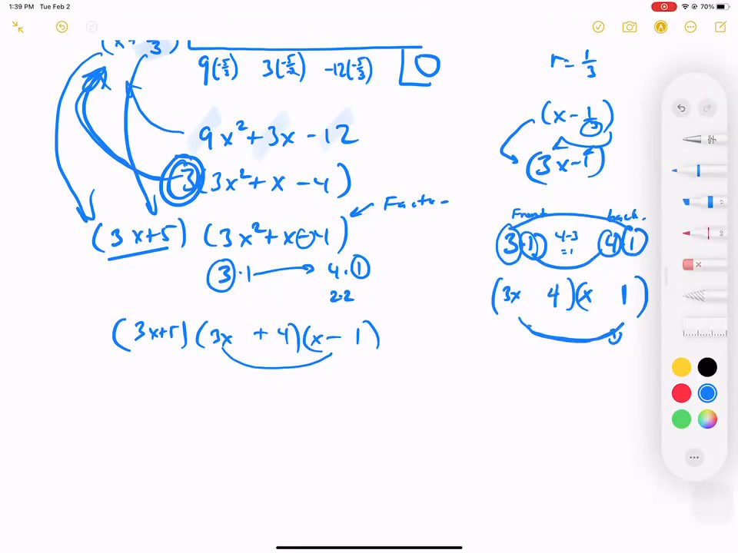And we say, hey, who's going to be positive, who's going to be negative? Because to become a negative 4, we need a positive and negative. We need a plus 1 and minus, plus 4 and minus 1, because we need to have more positives.